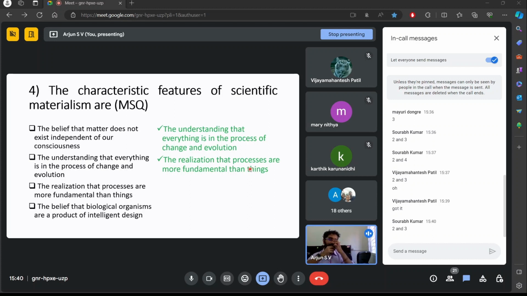Scientific materialists focused on two things. They believed that everything is changing, and that it's more important to study the change than the thing itself. These two are correct. The belief that matter does not exist independent of our consciousness is almost not the viewpoint of scientific materialism. And believing that biological organisms are a product of intelligent design is totally different. It's from the week two lectures, where the reverend said intelligent design must have an owner as well.